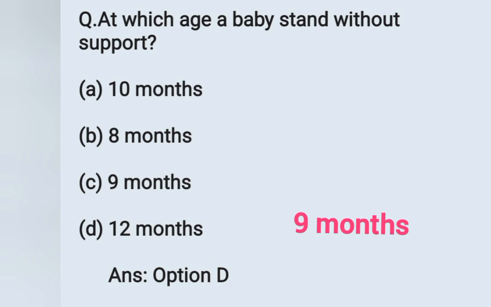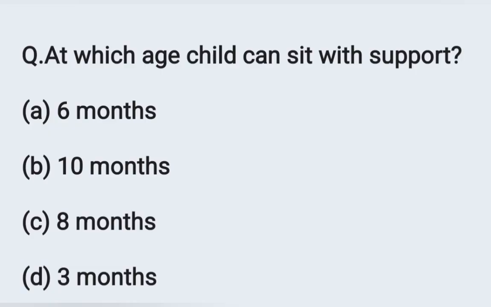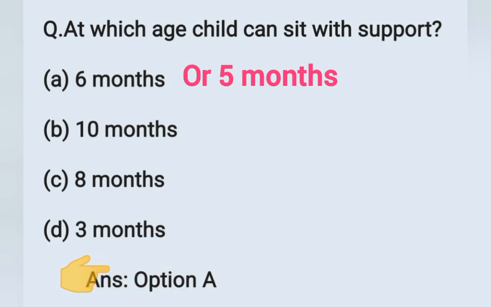Okay. And the next question is, at which age can a child sit with support? Options: option A 6 months, option B 10 months, option C 8 months, option D 3 months. A baby or a child can sit with support at 6 months. Here 6 months is there, so that is the correct answer. If 5 months is in our options, that is also correct. Okay, 5 or 6 months.